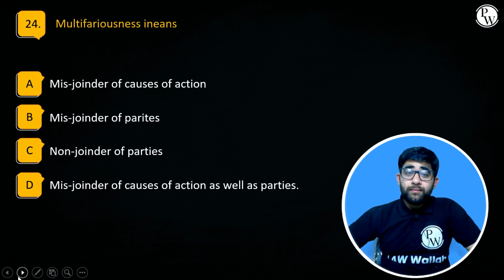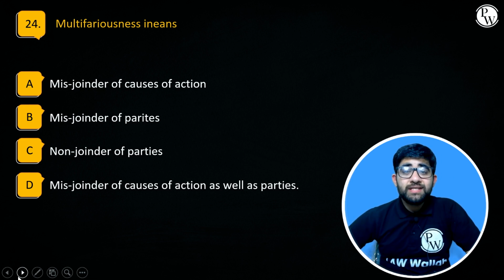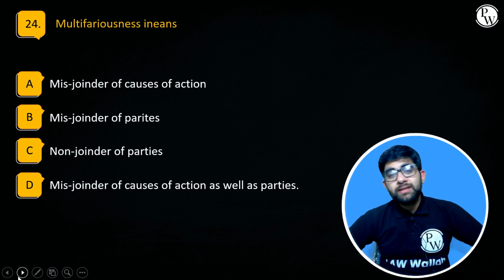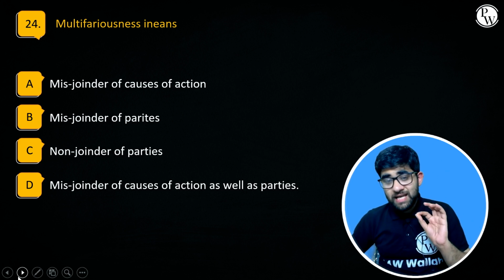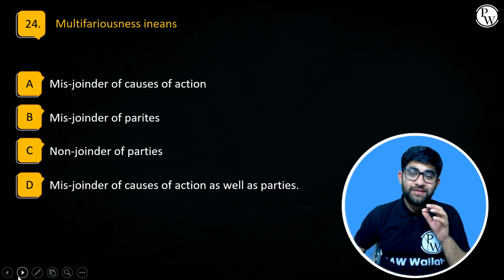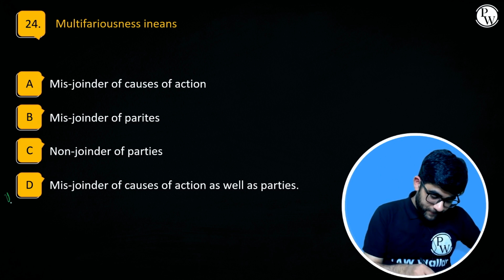Next, multifariousness means misjoinder of cause of action, misjoinder of parties, non-joinder of parties, misjoinder of cause of action as well as parties. So the answer to this in simple words is D, misjoinder of cause of action as well as parties.